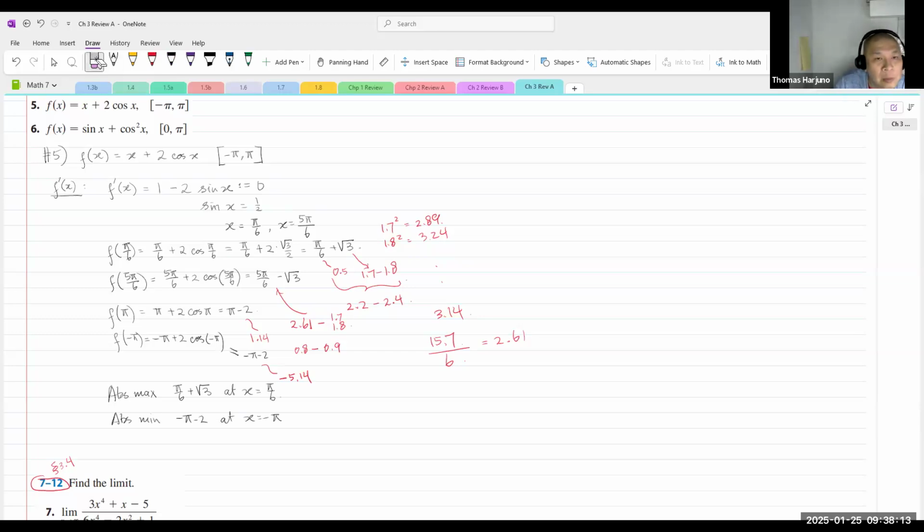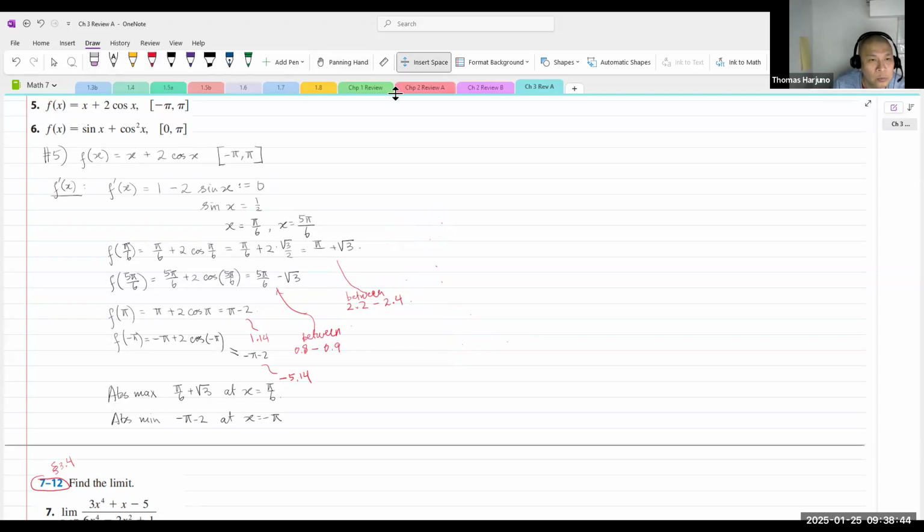Okay, you know what? Let me clean up my notation a little bit. So this is for this guy. I don't need this for now. This is for this guy. Okay, so between, and this is between instead of subtraction, right? Okay, with that said, we get the absolute maximum and absolute minimum.